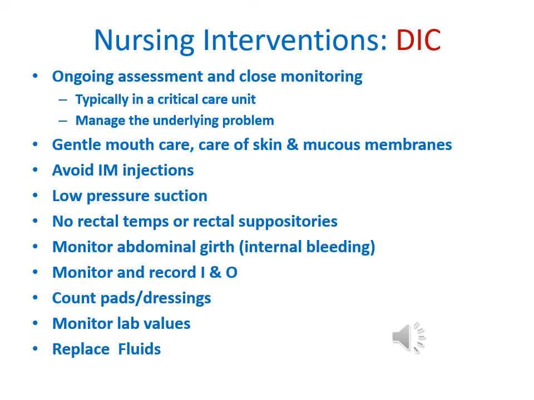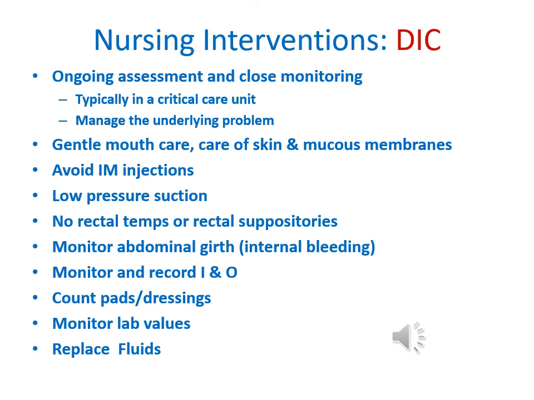So for example, if it was a placental abruption, managing the underlying problem would be delivering the baby. Many of these interventions just look like good nursing care for someone who is at risk to bleed or has a low platelet count. So gentle mouth care, skin care, not administering IM injections. This is old school stuff that you guys have learned before. If suction is required, low pressure, nothing by rectum, no temps, no suppositories, no enemas. You'll want to monitor the abdominal girth. A rising girth is always a sign of internal bleeding.